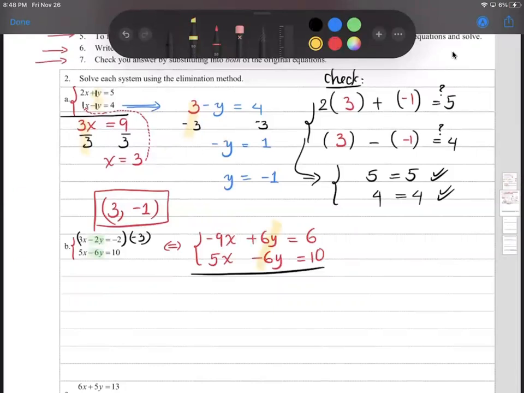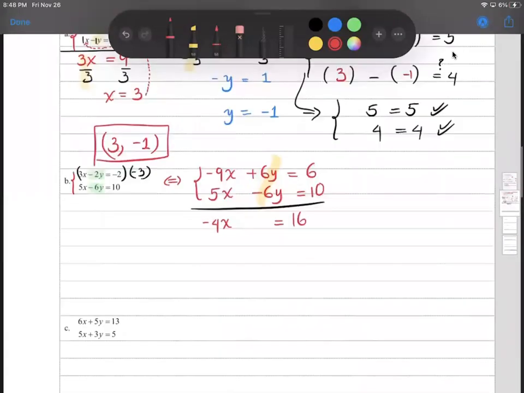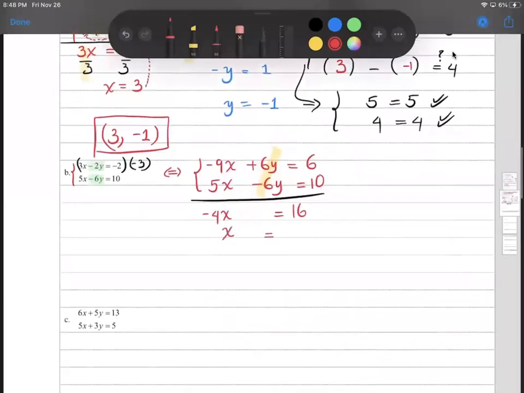Look at that. The y is gone, right? Y is gone. Negative 9x plus 5x is negative 4x. 6 plus 10 is 16. Divide both sides by negative 4, I have x equal negative 4.